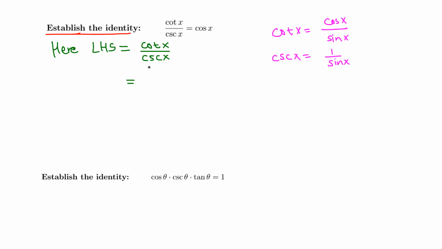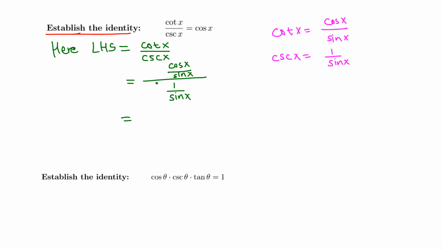So we're going to come back here and write that. So we got a fraction. Cotangent is cosine over sine. On the bottom we got cosecant, that's 1 over sine. Now we're going to simplify this complex fraction.